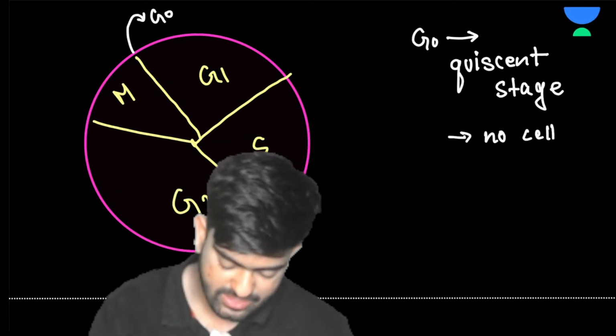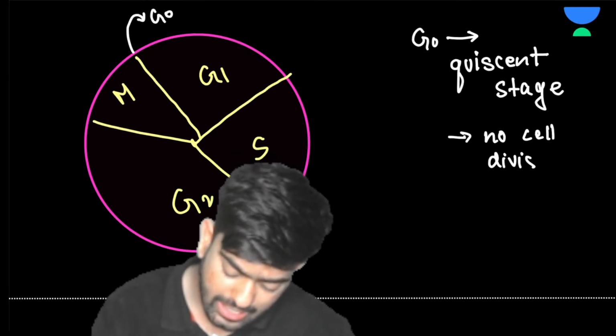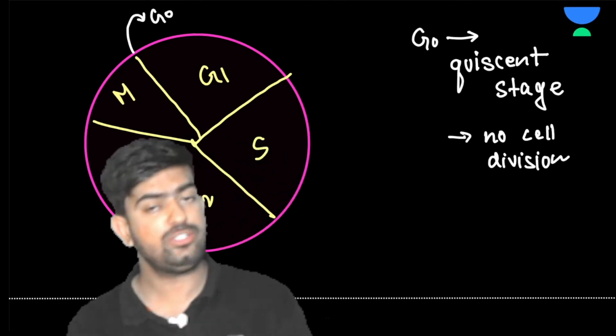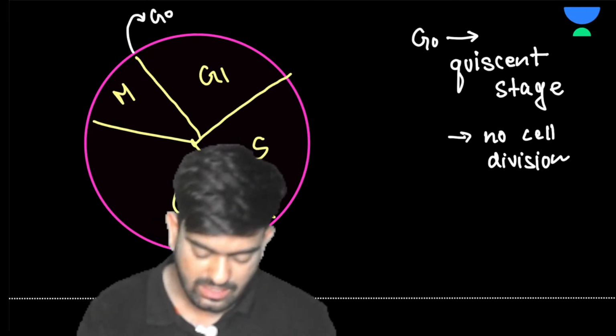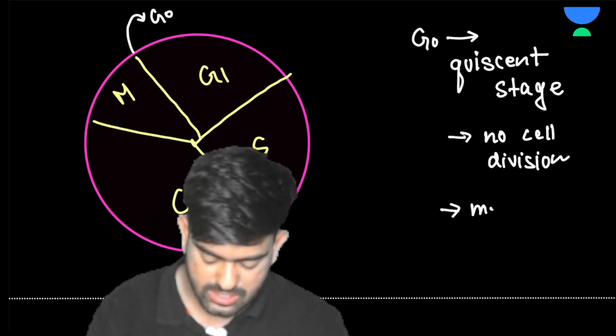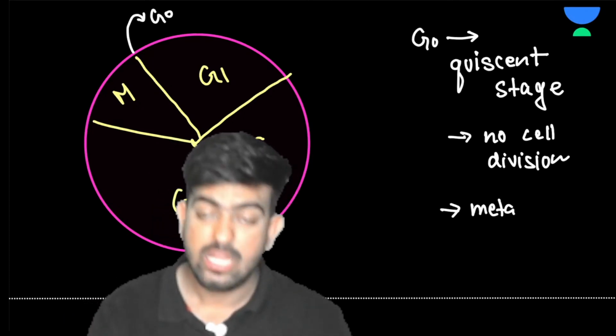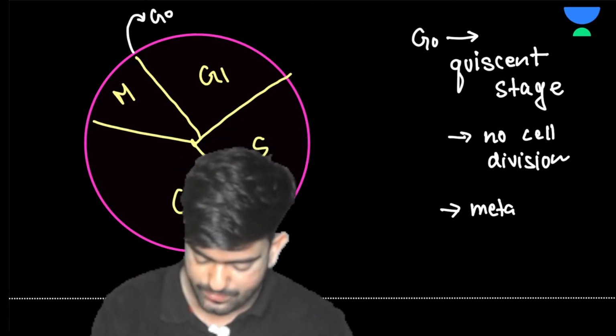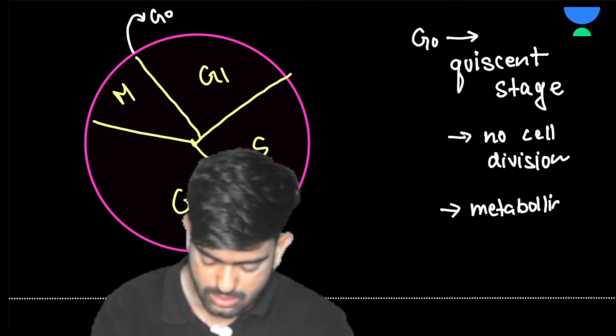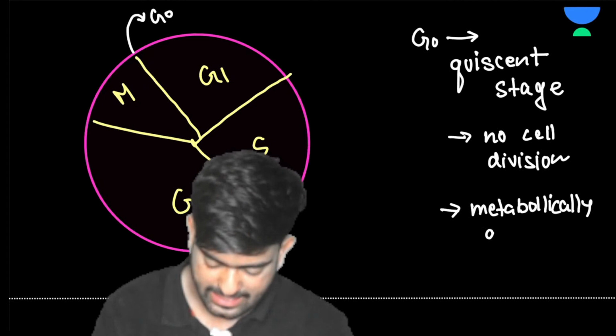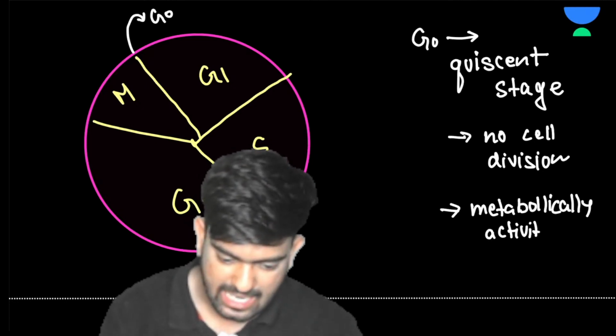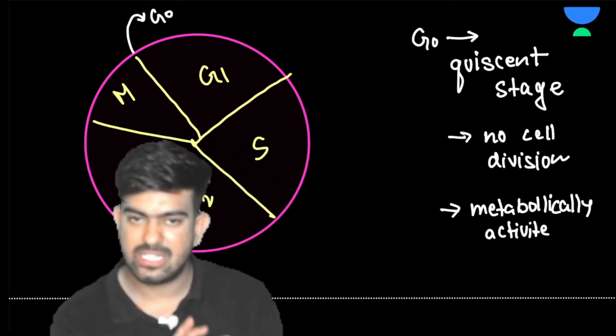Rather, the cell is doing all the basic activities. Metabolically, the cell is active. But the only thing it is not going to do is divide. So the cell is not going to divide, but it is metabolically active. So, this is what G0 is.